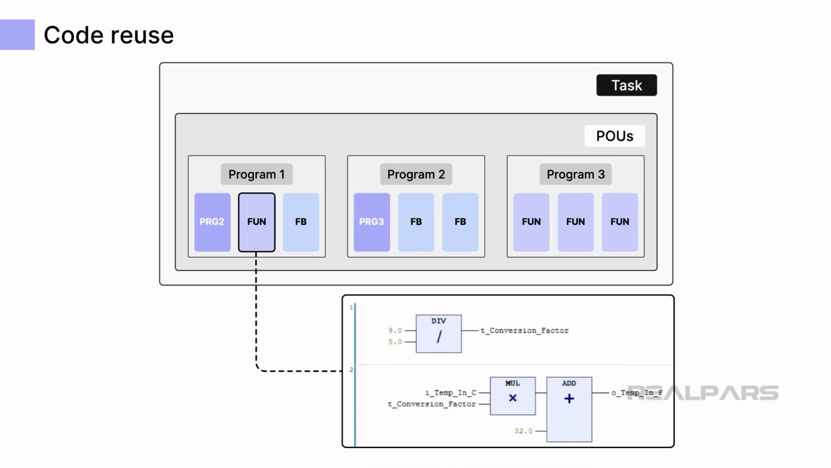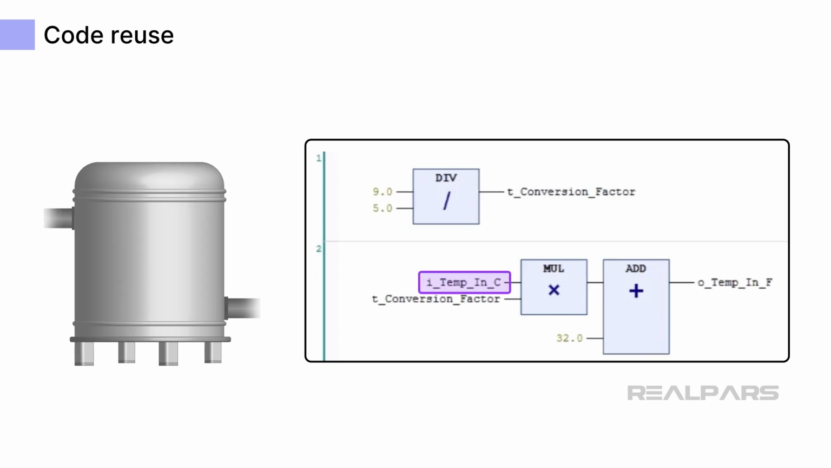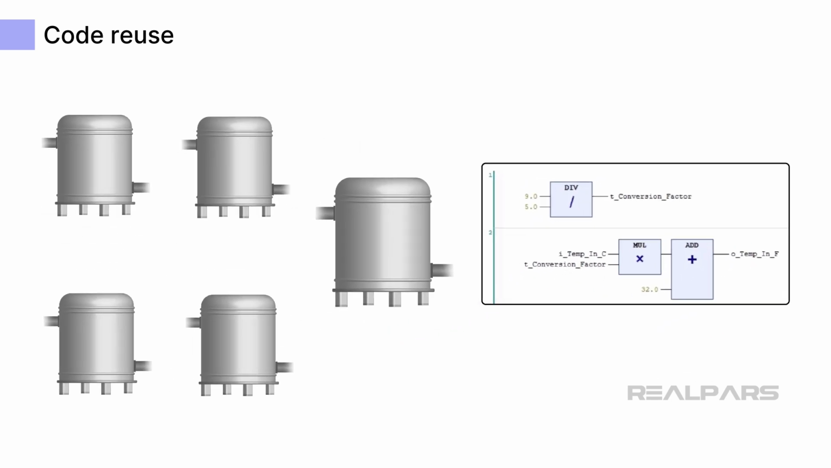POUs let you encapsulate and reuse code in a project. To understand the benefits of this, let's look at a practical example. Let's say you have to write the logic to convert the temperature of a tank from degrees Celsius to degrees Fahrenheit. Since there is only one temperature to convert, it is okay to write the logic directly in a program and maintain it there. But what if you had to convert the temperature of a large number of tanks?